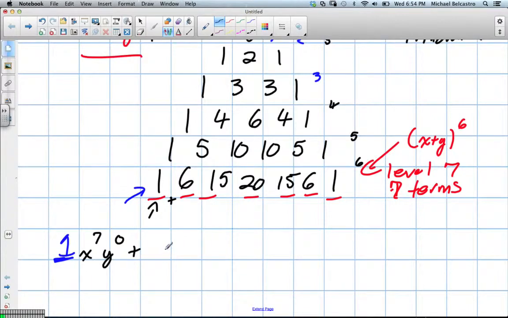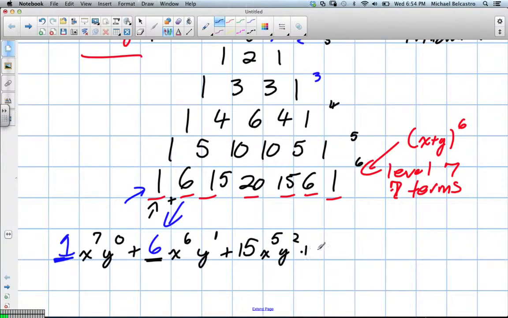Our next term would technically be x to the power of 6 and then y to the power of 1, right? But what would be our coefficient in front of that one? 6. That's right. We take the second term, so this is where our second term comes. Then we continue that pattern all the way out, just like you had done. So what would the next one be? 15. Then x to the power of 5, y to the 2.